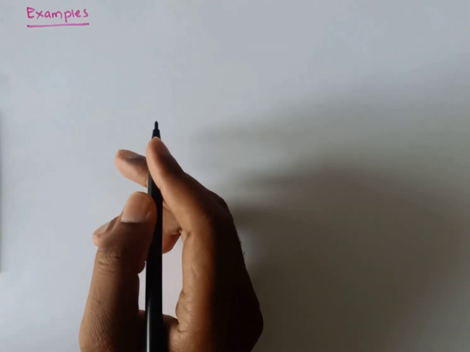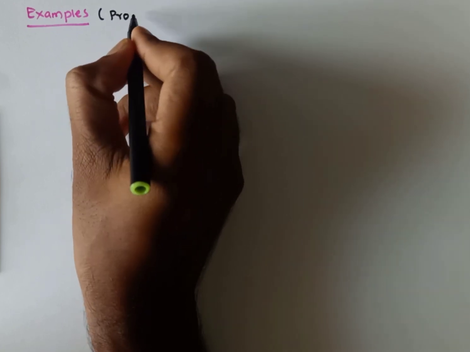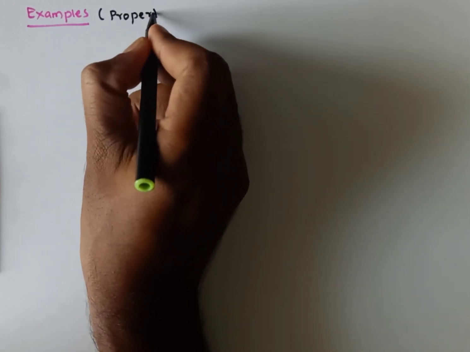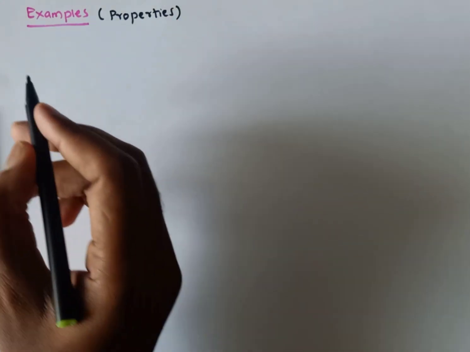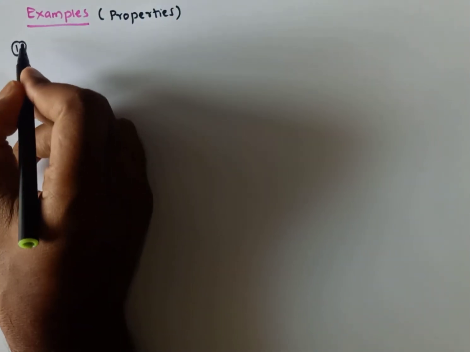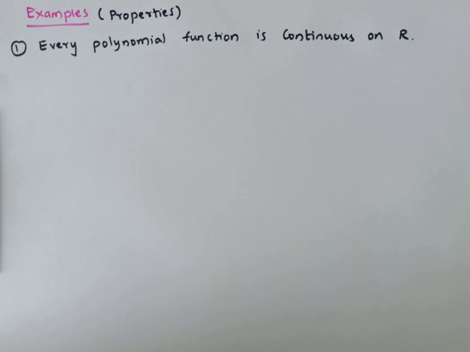So let us see some examples, or we may consider these examples as properties, or we can use them like a formula or property. So the first thing is: every polynomial function is continuous on the real number set. So no need to check the limit for a polynomial. It is always continuous on real numbers.